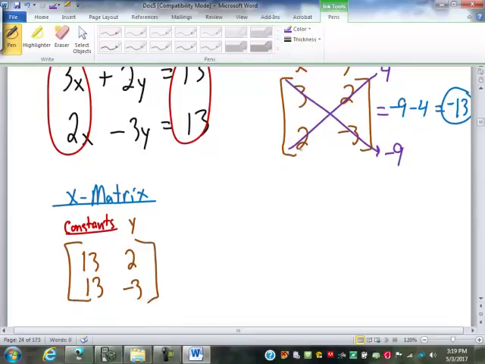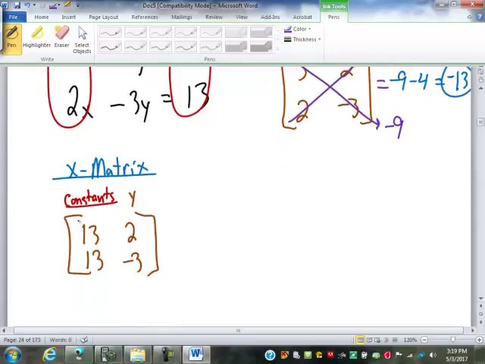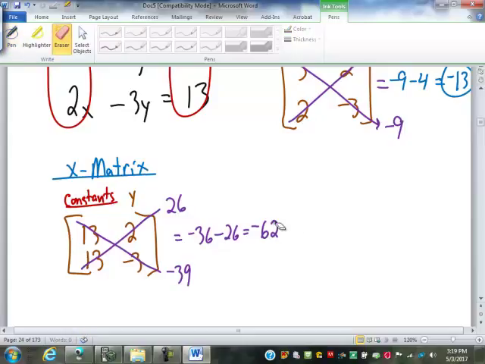So to define that determinant, what are we going to do? 3 times -3 is -39. And then 13 times 2 is 26. So this is -39 minus 26, which is a negative... was that -62? I don't know where I got the 36 there. That should be a -39, sorry. -39 minus 26 is a -65. There we go. That's my X matrix.